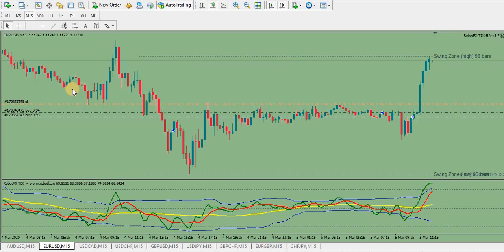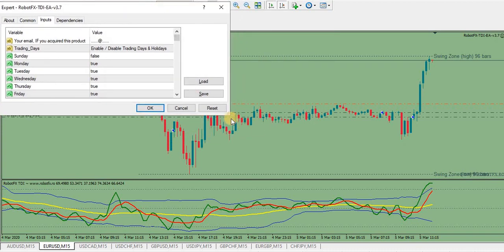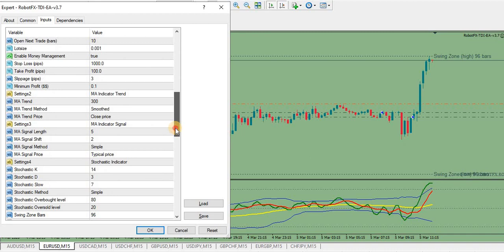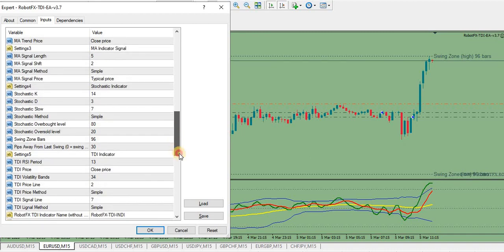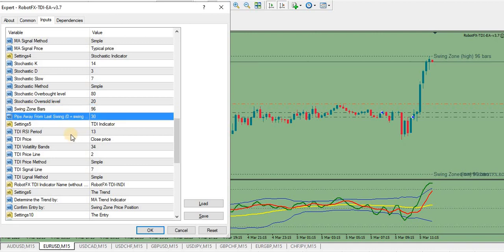Quite a mess I've made on this chart. And let's see what other settings we have. The settings display the same, a small window, quite annoying. So these are the swing zone bars and pips away from last swing. In the third video, I will try to give some trading examples based on these settings and how they work combined, how they work better combined.